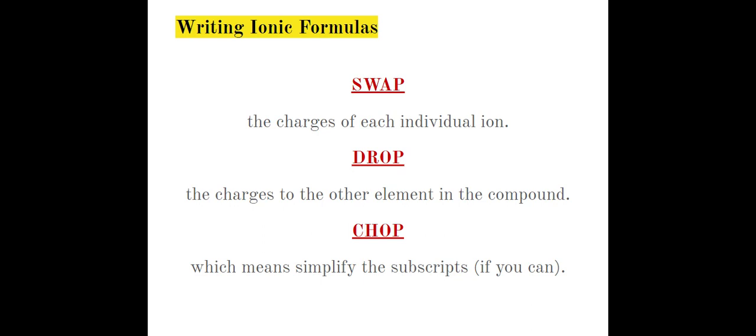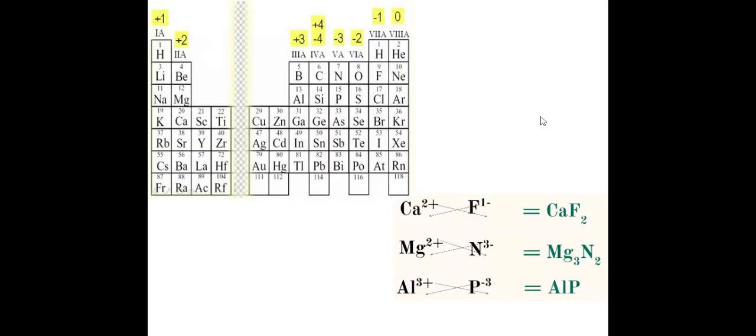And what that means is that if an element has a subscript of 1, meaning there's only one of that atom inside the compound, you don't actually have to write the number 1. You don't have to write a negative sign or a positive sign. You don't need those things. Okay? So we have some examples here.